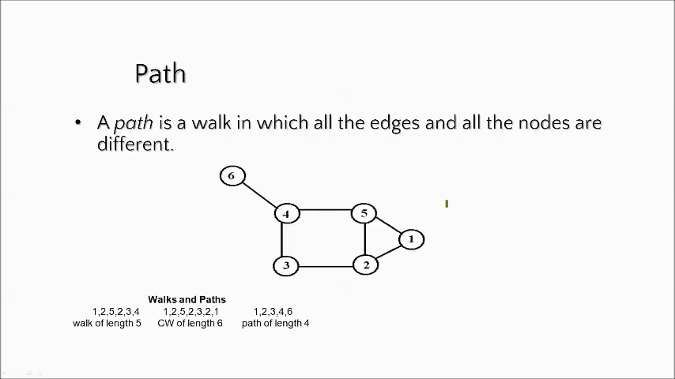Next is the path. A path is a walk in which all the edges and all the nodes are different. This is the example. We have a graph composed of vertices 1, 2, 3, 4, 5, 6. Walk of length 5: we have 1, 2, 5, 2, 3, 4, a walk of length 5. We have 1, 2, 5, 2, 3, 2, 1, a walk of length 6. And we have 1, 2, 3, 4, 6, a path of length 4.